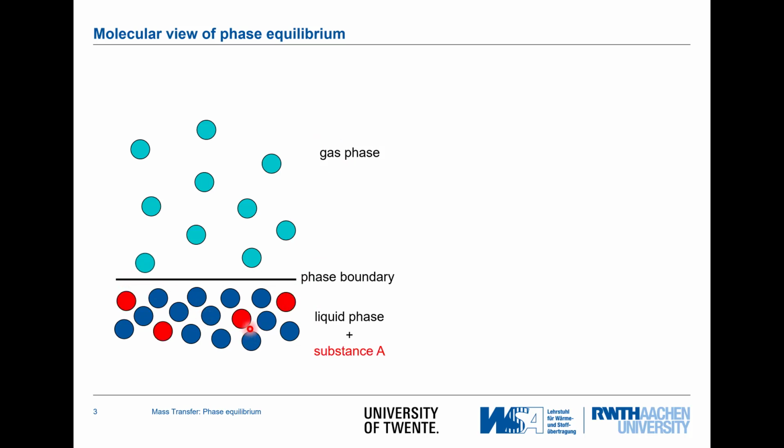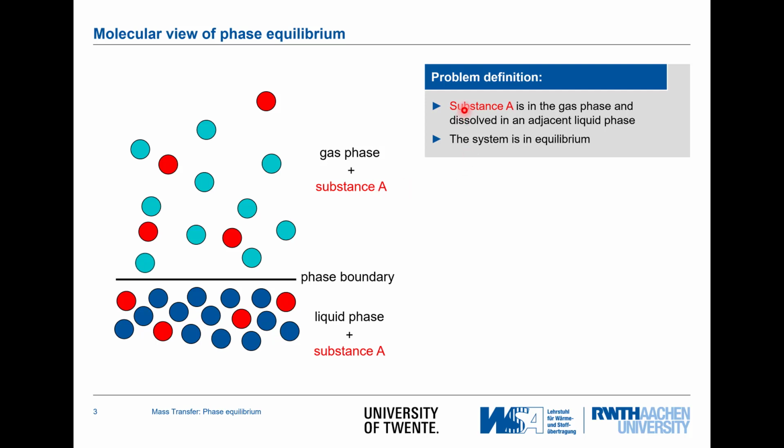And we may have the case that in the liquid phase there's a substance A dissolved, for example, like CO2 or nitrogen. If it's CO2, it could be sparkling water. And the substance A may also be present in the gas phase. So our situation is we have the substance A, which is in the gas and the liquid phase. The system is in equilibrium, and equilibrium here means that the number of molecules leaving the gas phase and entering the liquid phase, and the number of molecules leaving the liquid phase and entering the gas phase is the same. That is the nature of this equilibrium.